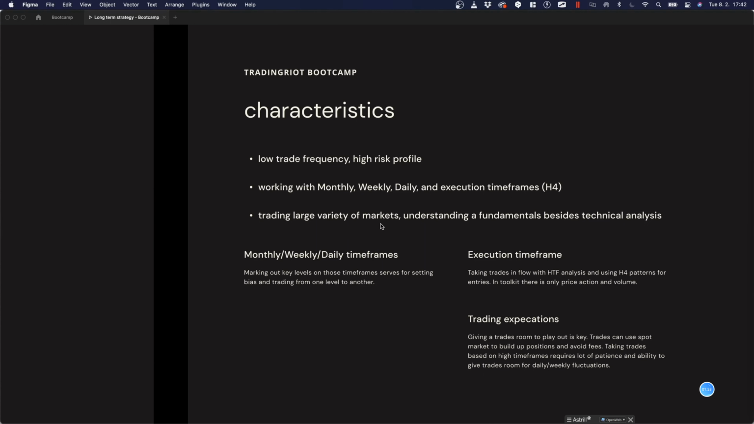For this type of strategy, this is really for someone who might have time to look at the markets in the morning, and then in the evening you are just too busy with life and everything else to do anything. You are trading a large variety of markets, and you need to understand fundamentals besides the technical analysis. Obviously, more markets will give you more opportunity, and understanding the fundamental narratives for them is key.